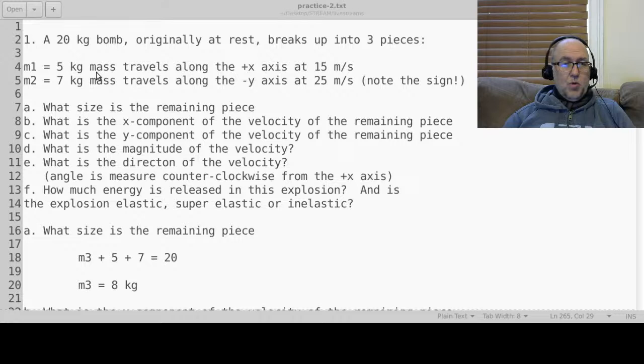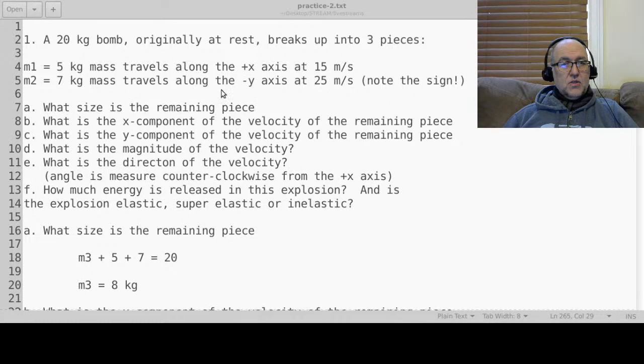Basically we have a 20 kilogram bomb originally at rest. We can put it at the origin, and when it explodes, it breaks up into three pieces. One piece is a 5 kilogram piece which travels along the plus x axis at 15 meters per second, which is not that fast, so not much of an explosion. The second piece is 7 kilograms, and it travels along the negative y-axis at 25 meters per second. Note the sign there, it's actually along the negative y direction, not the positive y direction. I'll show you a picture in a minute, but let's just go through the questions quickly.